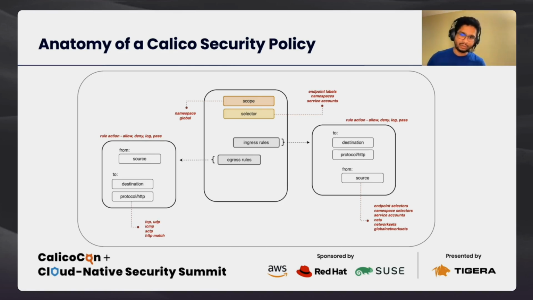Now, when specifying the source, again, you can use endpoint selectors or namespace selectors, service accounts, could be networks, network sets, or global network sets. Now, network sets and global network sets are a way of grouping either IP addresses or CIDR blocks, and we'll explore some examples in the subsequent slides. When it comes to protocols, again, we looked at some protocols in the previous slide. For example, you could choose between TCP, UDP, ICMP, even HTTP match if you're using layer 7 policies.